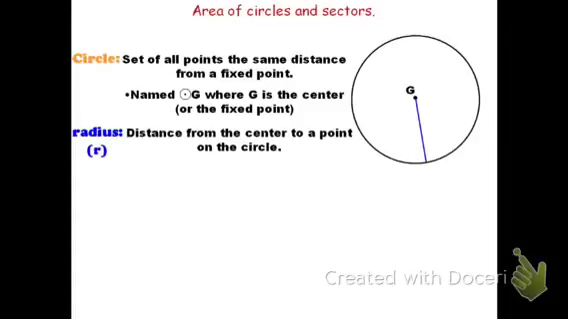Now the distance from that center point to any point on the circle will be the same no matter where we take it on the circle. So the radius from G to that point there would be the same as from G to any other point on the circle. As a justification, we'll say all radii are equal.